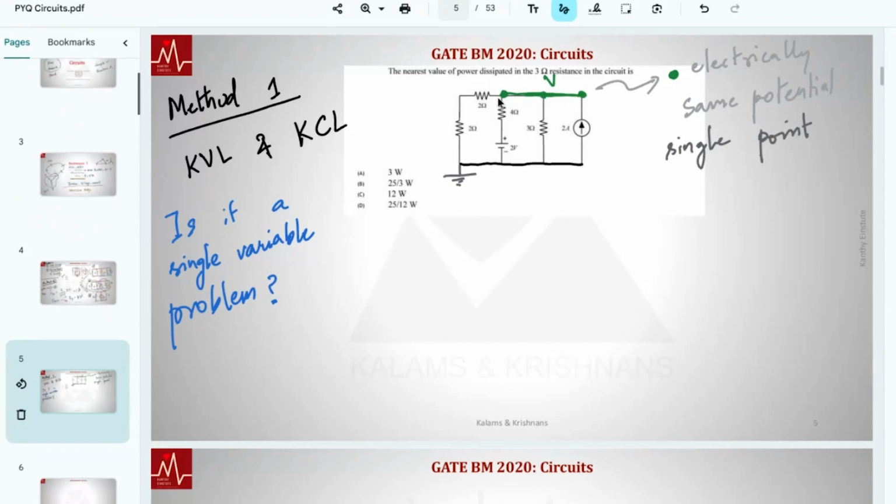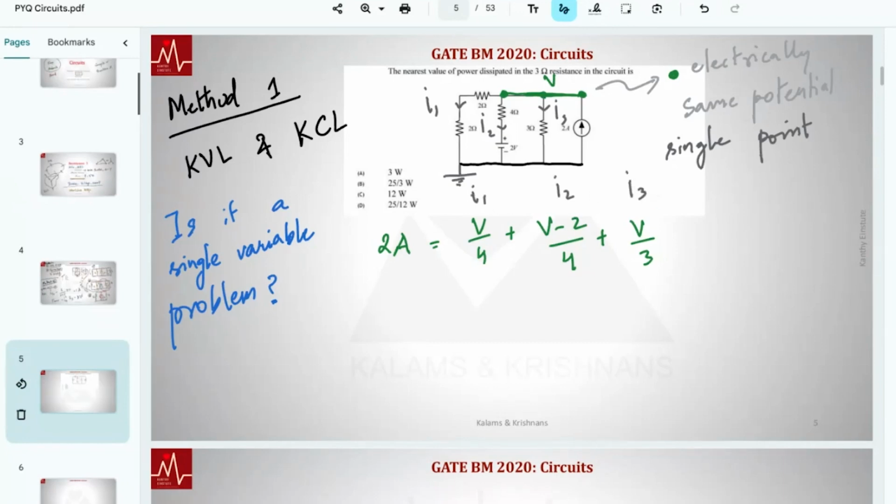Current exiting, let's say, a current here, a current here, and a current here. We can write all of that in terms of V. Okay, 2 amps equals the 3 currents. The 3 currents are V by 4 plus (V minus 2) by 4 plus V by I. So net current entering that node is 2 amps, exiting that node as I1 plus I2 plus I.